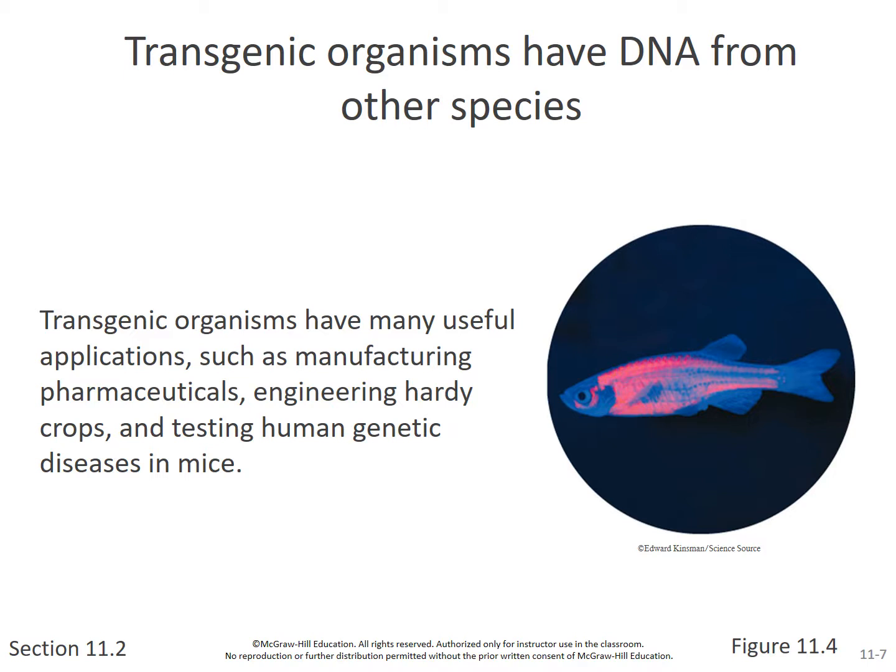Transgenic organisms help when testing human genetic diseases in mice. We're able to put the genes of humans into mice so that we can use mice as the quote-unquote guinea pig for certain trials and certain experiments instead of working with humans.